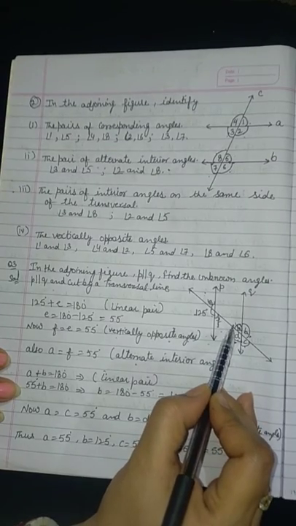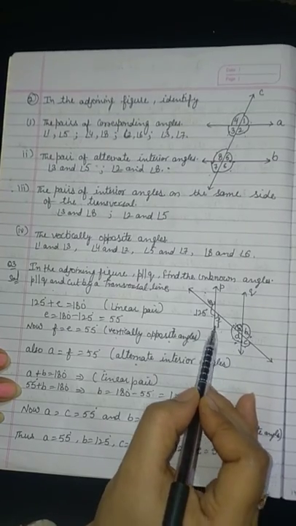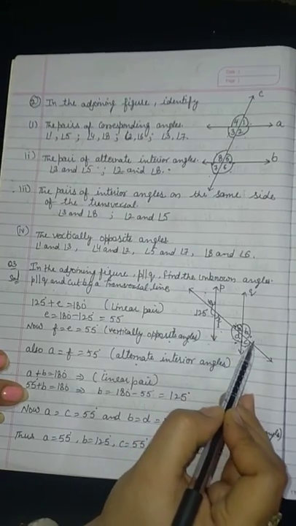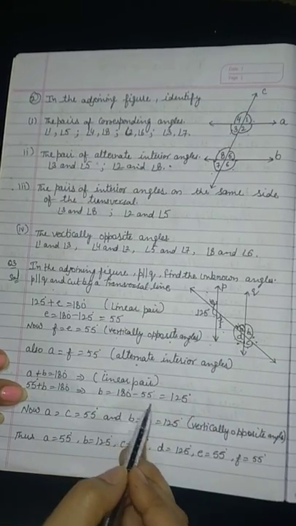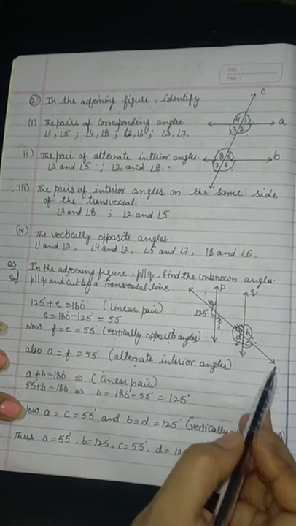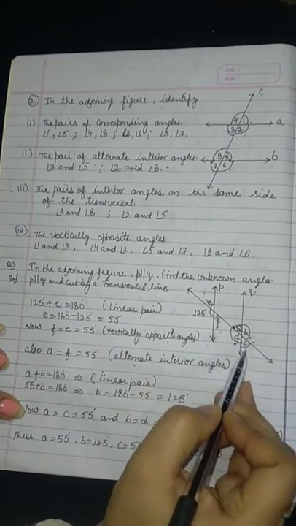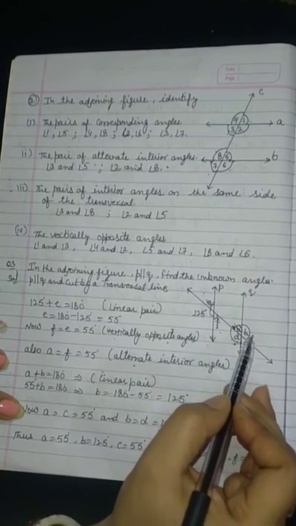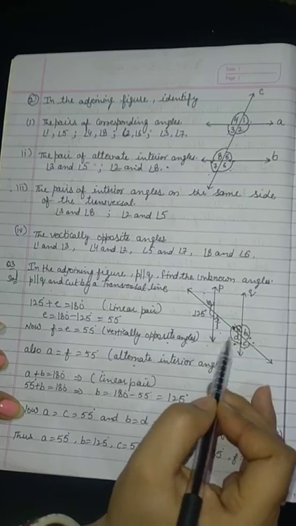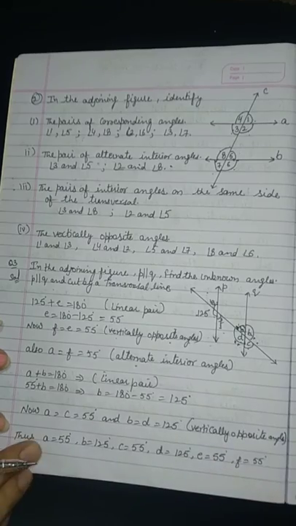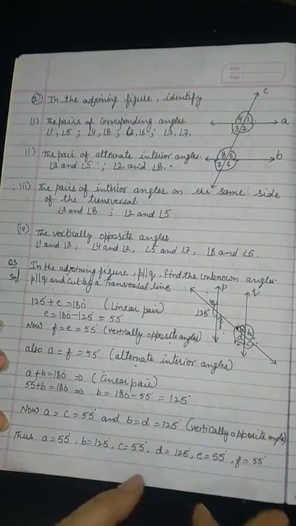So already we have found what A is here. According to F, they are alternate interior angles. A is 55, then B will be 180 minus 55, that is 125 degrees. Now if A is 55, C is vertically opposite to this, so C is also 55 degrees. And if B is 125, again they are vertically opposite angles, so D is also 125 degrees. Thus A, B, C, D, E, F we have found.